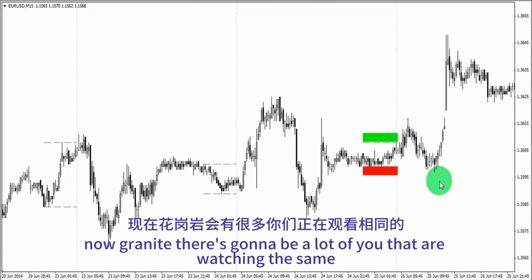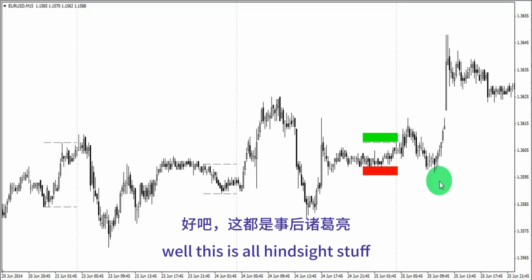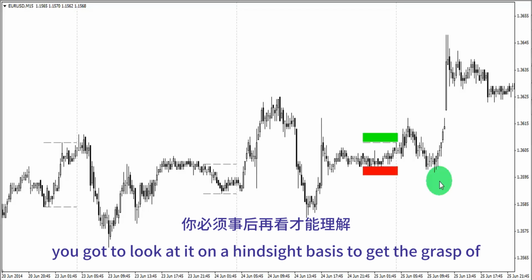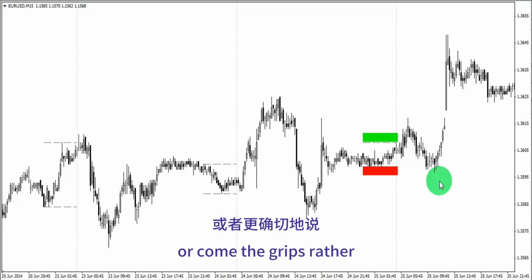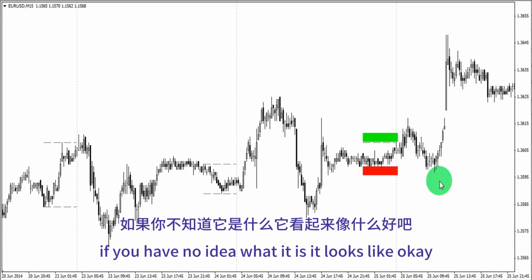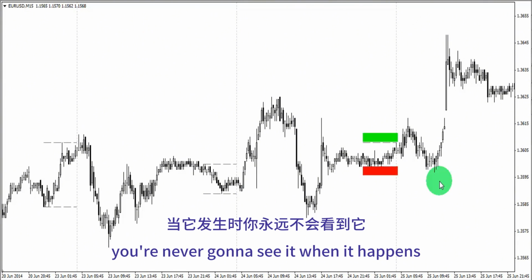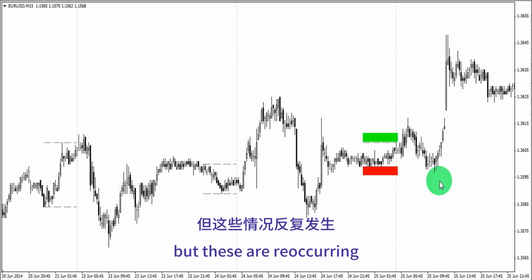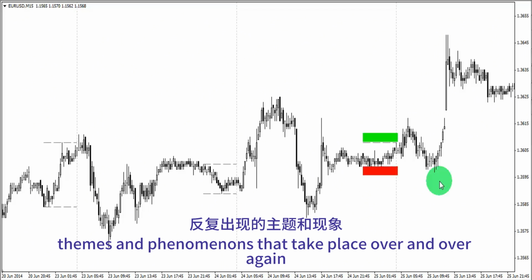Now, granted, there's going to be a lot of you that are watching this saying, well, this is all hindsight stuff. That's how I learned it. You've got to look at it on a hindsight basis to get a grasp, or come to grips rather, with what it is that you're going to be looking for going forward. If you have no idea what it looks like, you're never going to see it when it happens. It'll always be in the rearview mirror. But these are reoccurring themes and phenomena that take place over and over and over again.